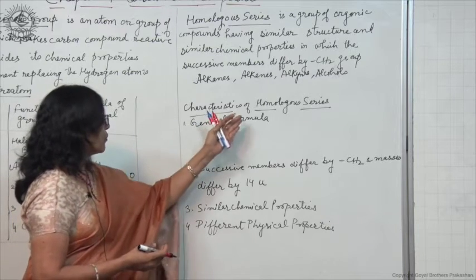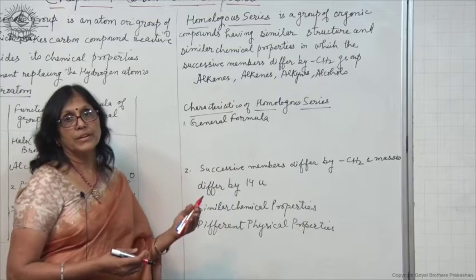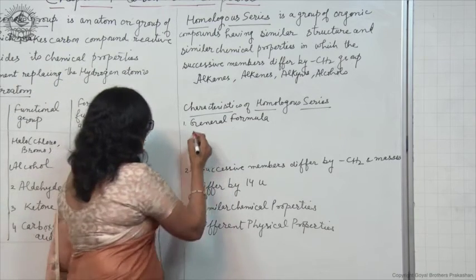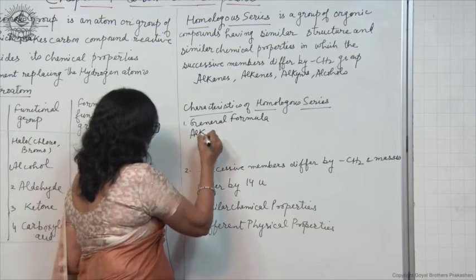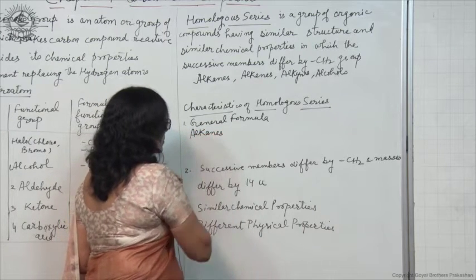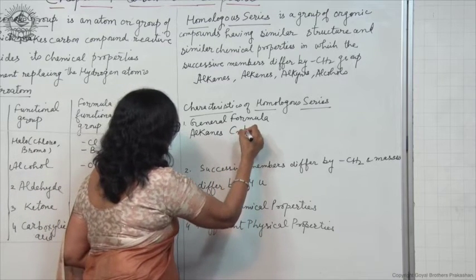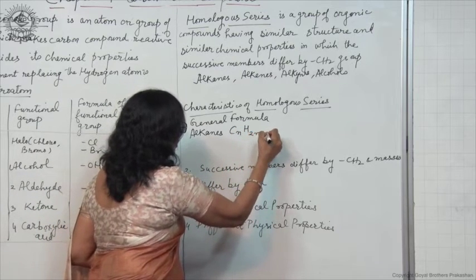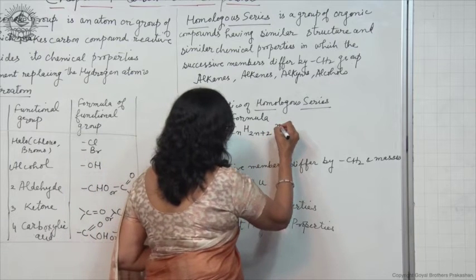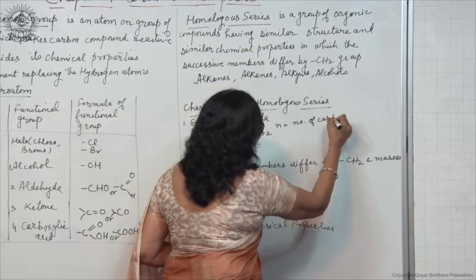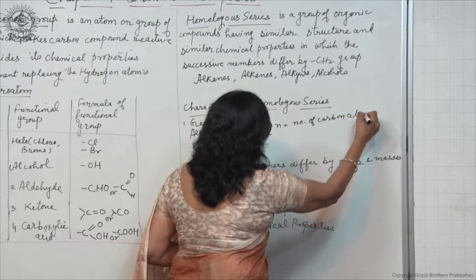All the members of a homologous series can be represented by a general formula. Let us take an example: alkanes can be represented by the general formula CnH2n+2. What is n? n is the number of carbon atoms.